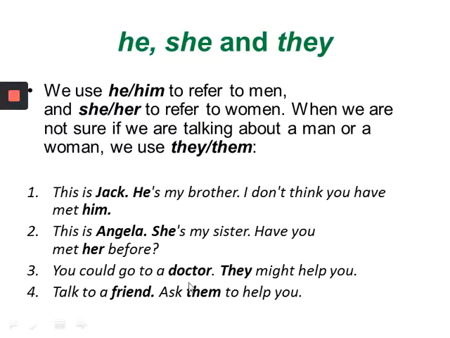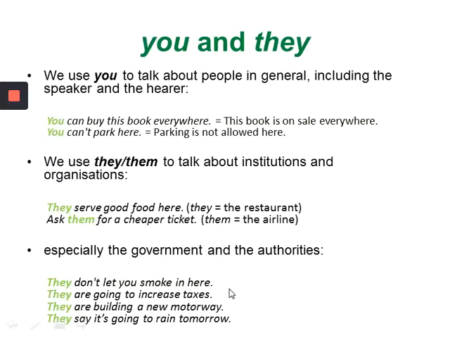You could go to a doctor. They might help you. That is, we don't know the gender of the doctor, so we're using the word they. Talk to a friend. Ask them to help you. Now again, I don't know which friend you're going to go to, whether your friend is going to be a male or a female. So ask them to help you.